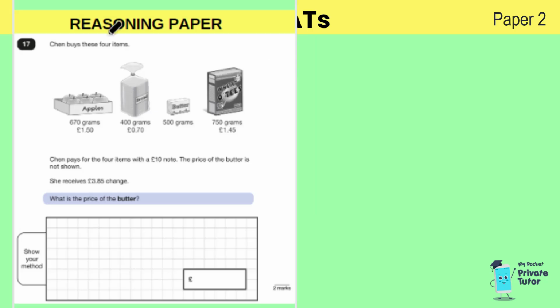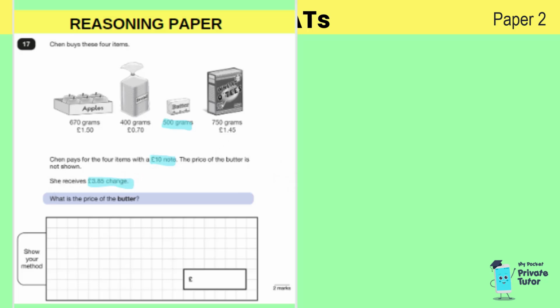Question 17. Chen buys these 4 items. Chen pays for the 4 items with a £10 note. Let's highlight that. The price of the butter is not shown. She receives £3.85 change. What is the price of the butter? So this involves a couple of steps. Let's start with what we know. We know that Chen pays £10 and that she receives £3.85 change.